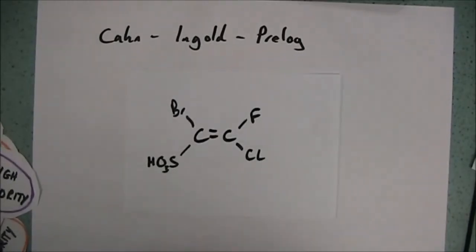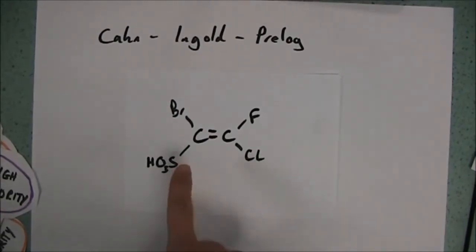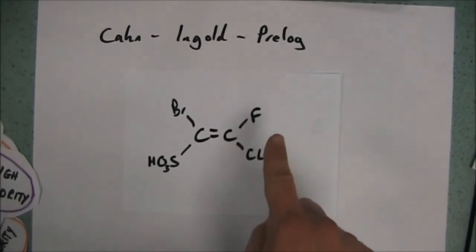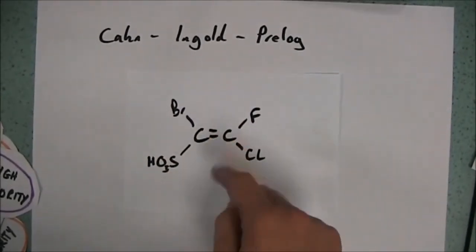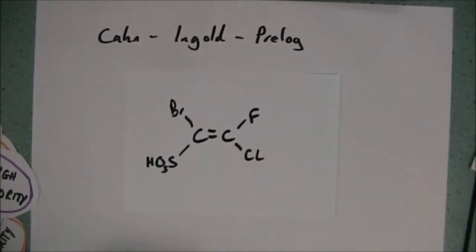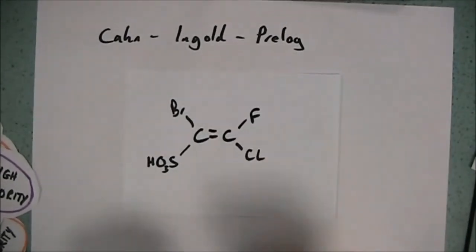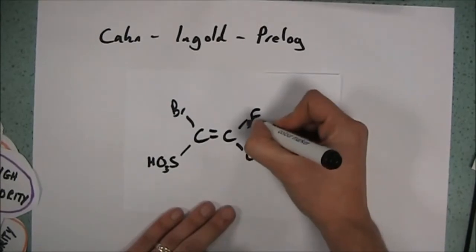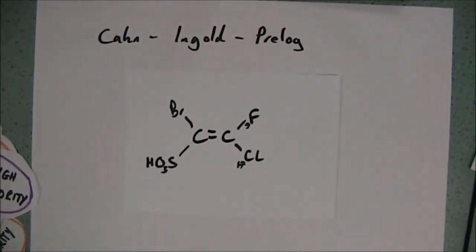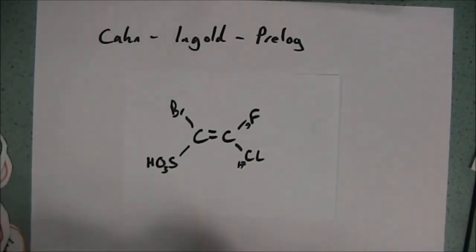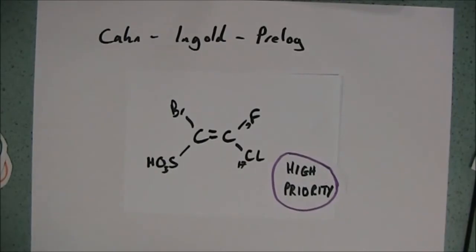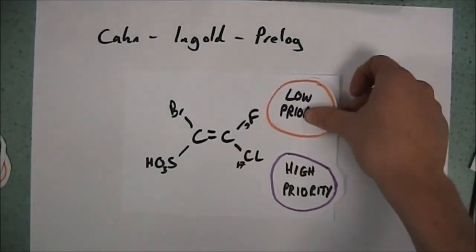So if we have a look at this molecule, we've got a larger group there which is a little bit of a red herring, and we've got 3 other atoms around this double bond. So we're going to look at this carbon atom, we're going to say, right, fluorine and chlorine. Fluorine has an atomic number of 9, chlorine has an atomic number of 17. Therefore we have a high priority with the chlorine, the low priority with the fluorine.